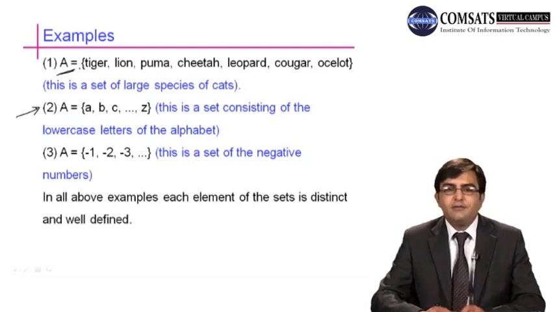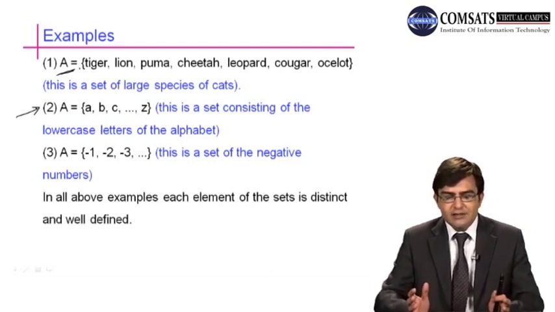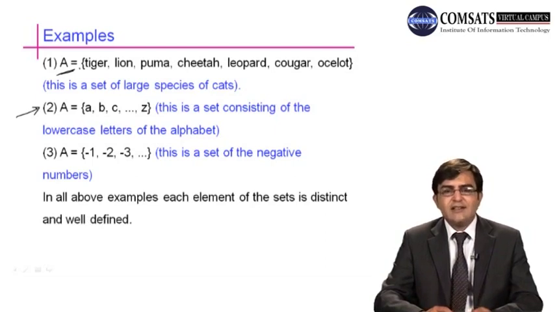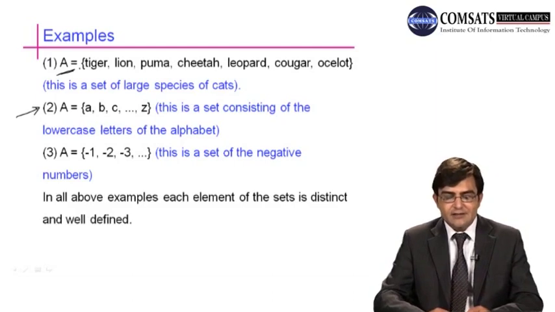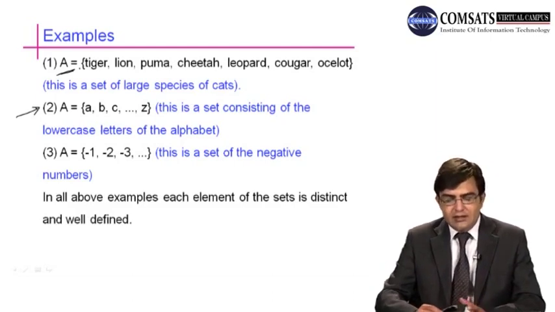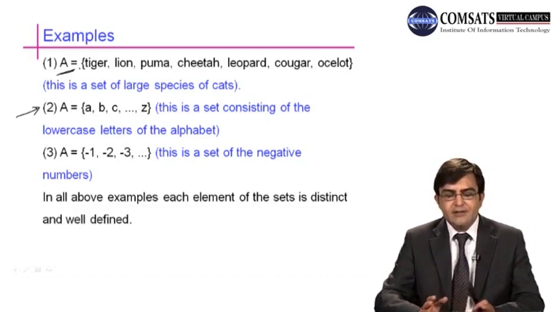Sets can also be of numbers. For example, we have -2, -3, and so on. So this is a collection of numbers which are distinct. Distinct means they are different from each other and well defined. This is another example of a set which contains numbers, where the members or elements of this set are negative integers. So in all three examples, the elements of the sets are separated, distinct, and well defined.